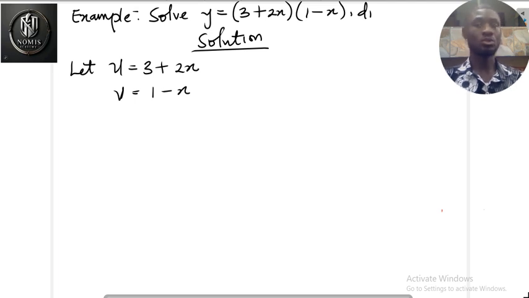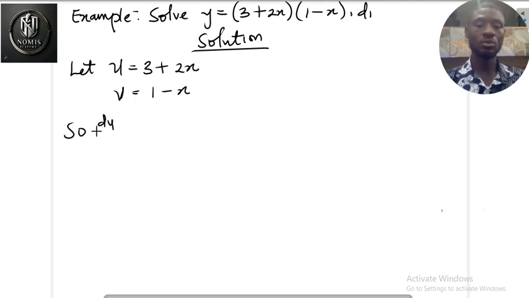What do we do in the solution? We are going to take them one after the other and differentiate them, then use our formula to tell what our final answer would be. So let's say our u is 3 + 2x, that's the first, and then our v is equal to 1 - x, that's our v, the second part. So let's differentiate u first.